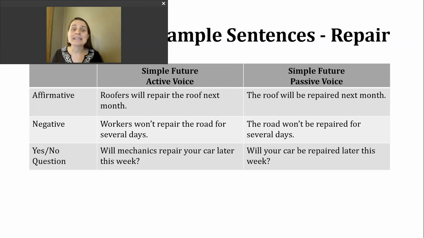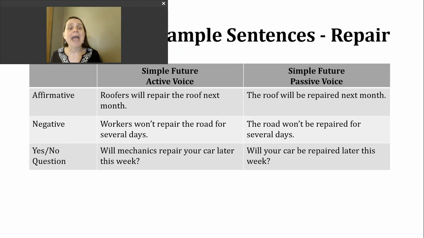But what I'm going to do is take an active voice sentence and we'll change it or manipulate it into passive voice. So you may remember in active voice, simple future, we can communicate this tense using will and then the base verb. No changes to the ending. So an affirmative example of that is the sentence, roofers will repair the roof next month. So we have will and we have our base verb.